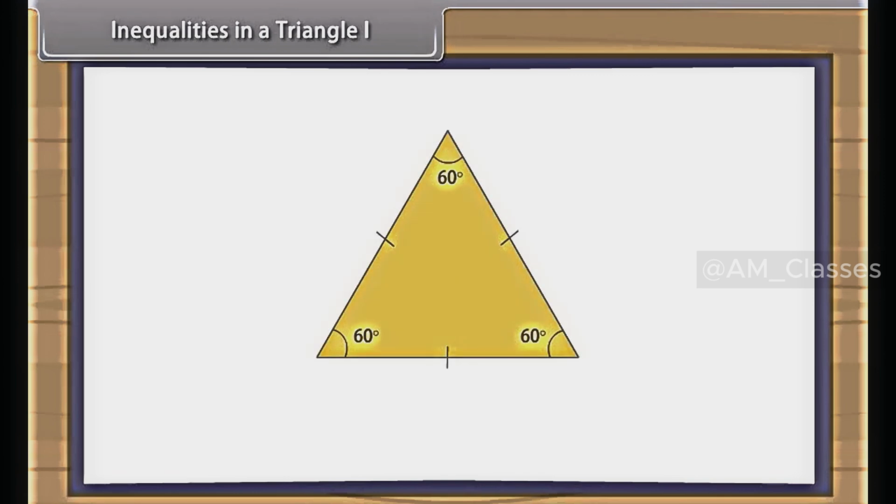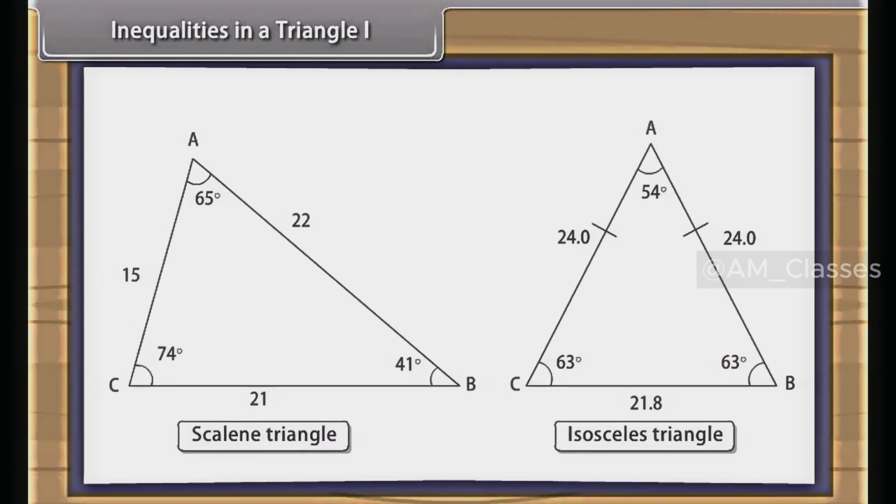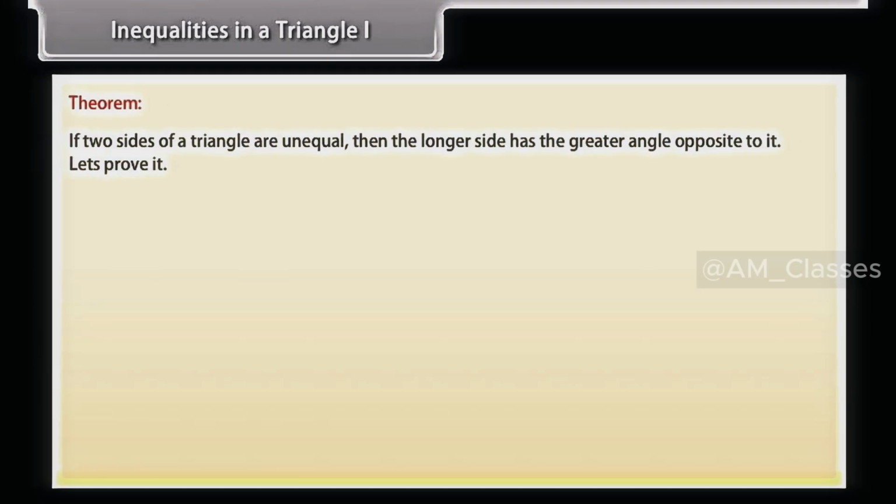Inequalities in a triangle 1. We have learnt the relationship between sides and angles of a triangle when they are equal. We shall now study some relations among sides and angles of a triangle when they are unequal. Theorem. If 2 sides of a triangle are unequal, then the longer side has the greater angle opposite to it.